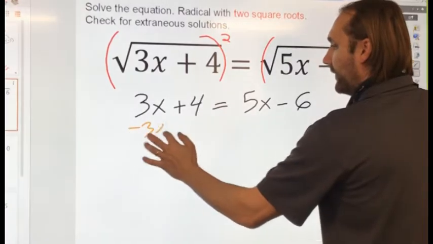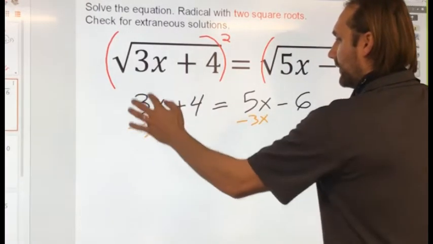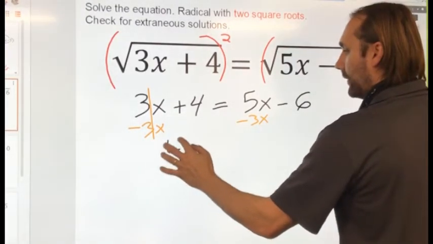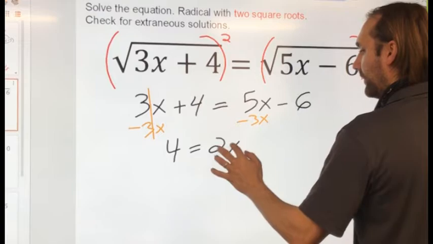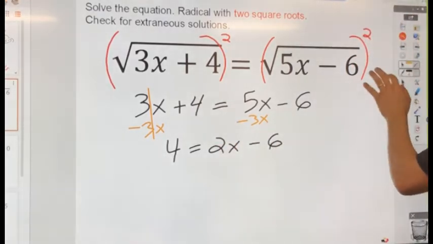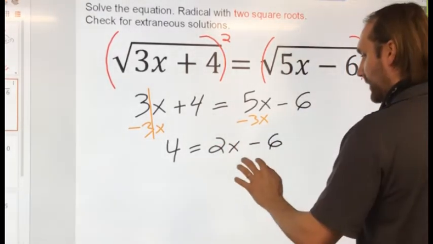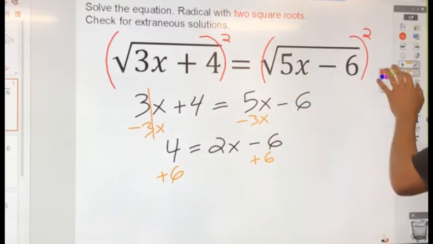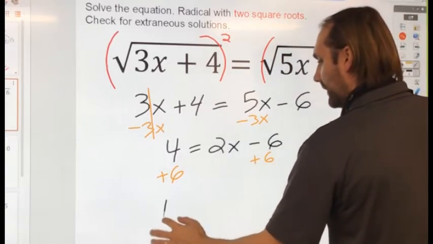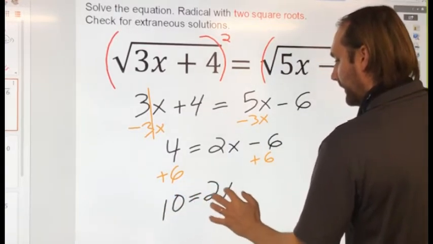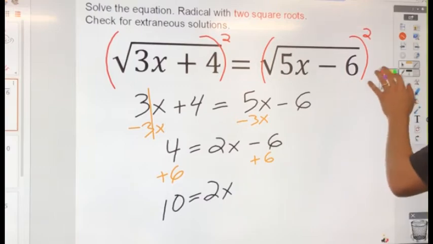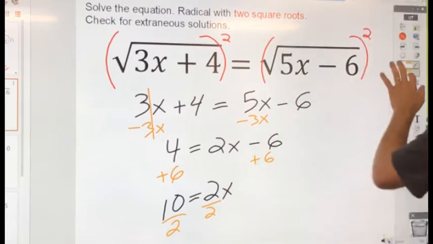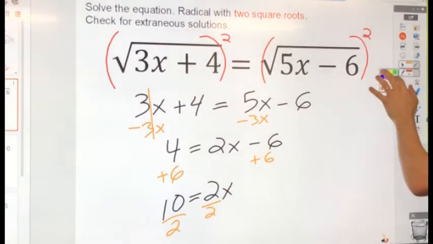So move x to one side of the equal sign. Subtract my 3x here. Gives me 4 equals 2x minus 6. Add 6 to both sides. So isolate your variable. I get 10 equals 2x. And last but not least, the opposite of multiplying by 2 is to divide by 2. And you get x equals 5.